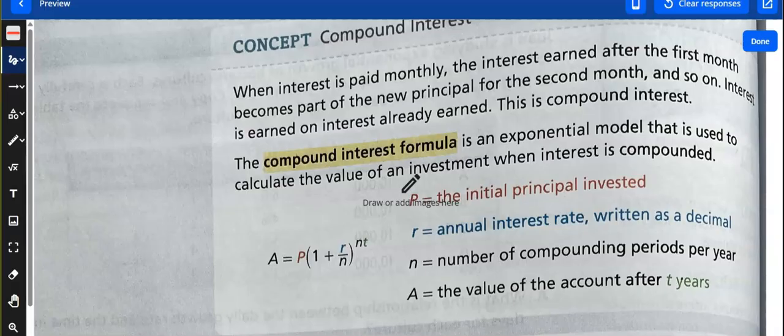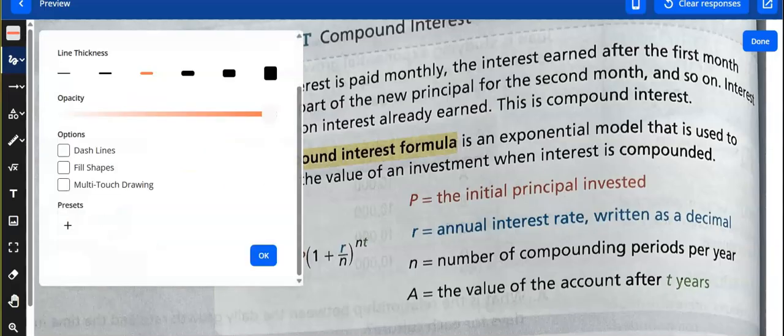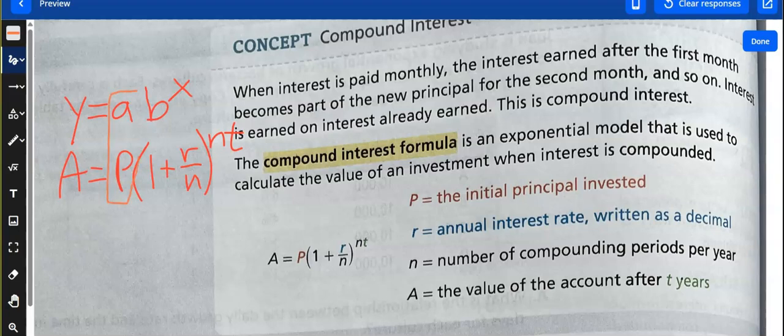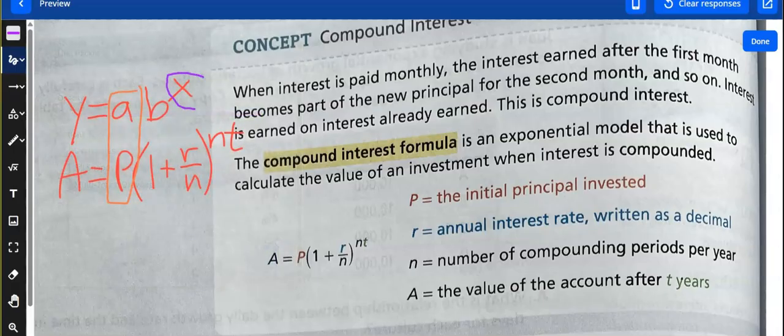Here's an example of a compound interest formula, which is also an exponential formula. Now, I know you look at something like this and you're like, well, how does that and this, how are these things similar? Well, those two things are the same. These two things are the same.